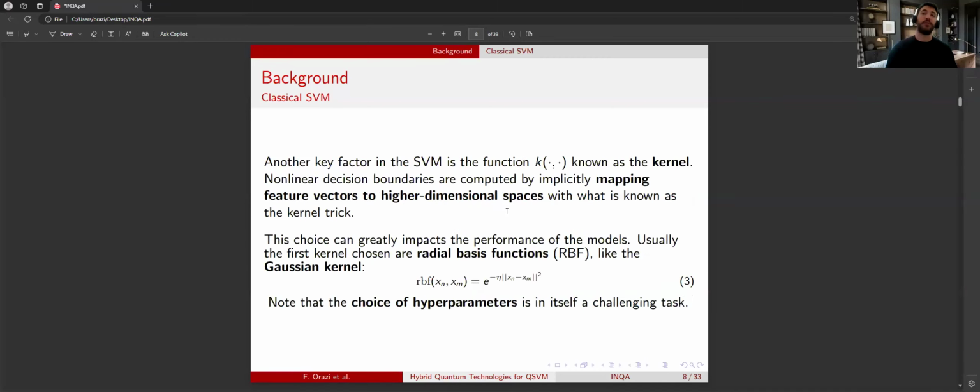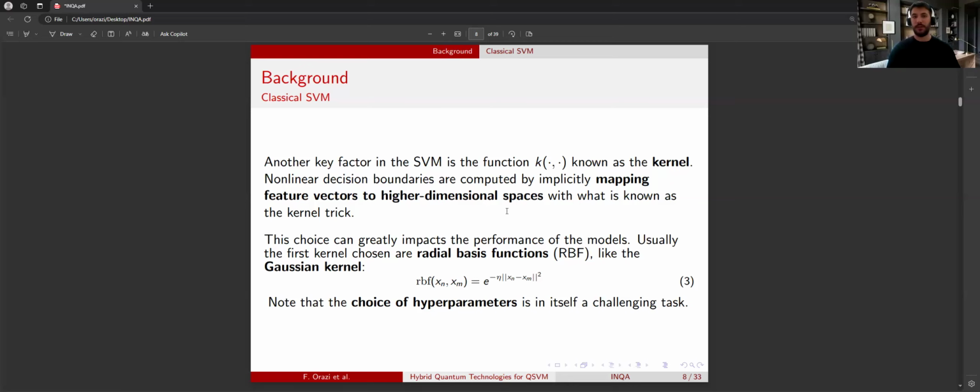This function k is also known as the kernel. This is used to implicitly map the feature vector to a higher dimensional space with what is known as the kernel trick. This is useful because otherwise we would be stuck trying to separate the data points with just a linear hyperplane. By utilizing the kernel, we can actually separate the points even if they are not linearly separable. The choice of kernel actually has a great impact between a good performance and a bad performance for the model.